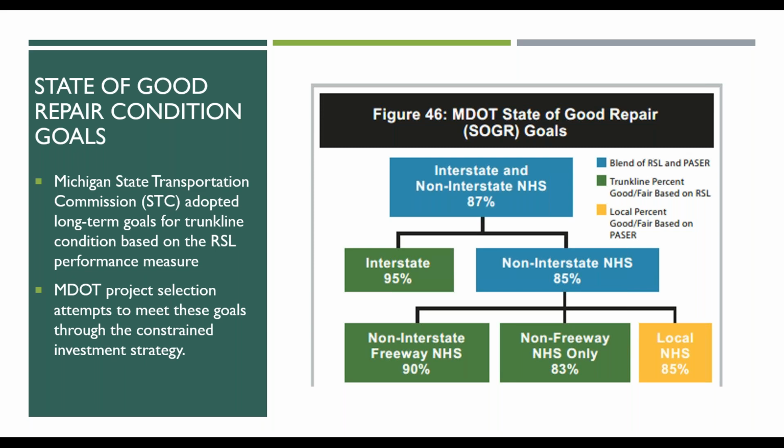But what I was hinting at in the previous slide, we did have to break things out, breaking out the interstate and then the non-interstate NHS, and then setting goals and targets individually for the non-interstate freeway NHS, the non-freeway NHS pavements, and then also within the NHS, there is a portion of the NHS system which is locally owned, and we worked with partners to set up a goal for those as well in terms of state of good repair.